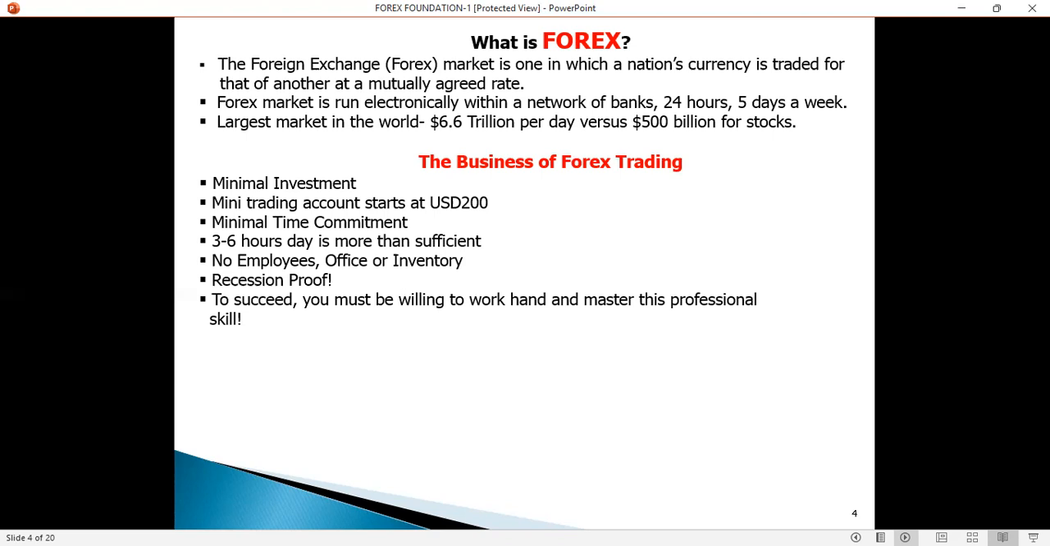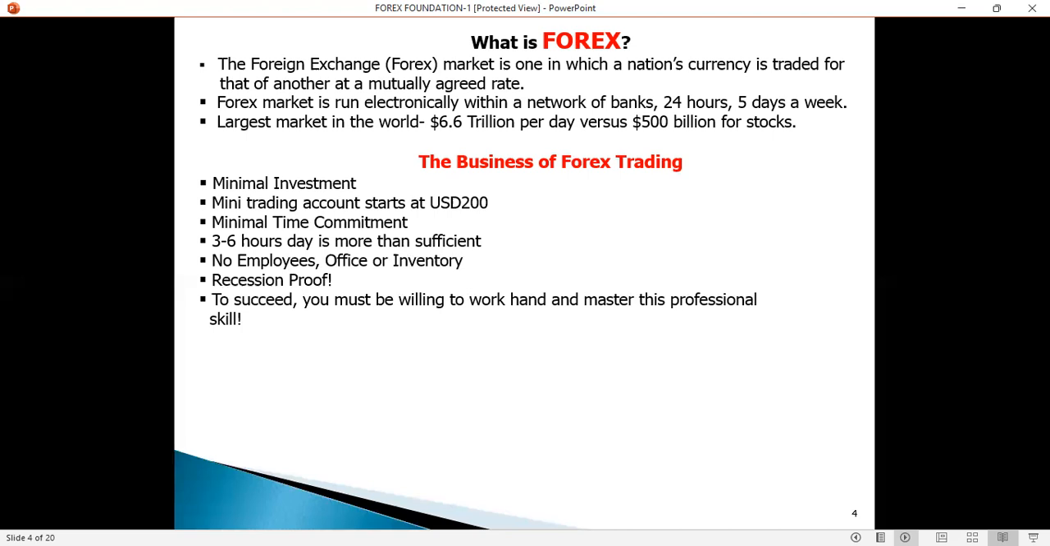Now, the business of Forex. For you to start the business of Forex, it is important for you to know that the Forex market is not so hard to trade, and it does not require much from you. So it is minimal investment. You don't have to break your bank to look for money before you can trade in the financial market, compared to many decades ago. So right at this point, it is minimal investment.